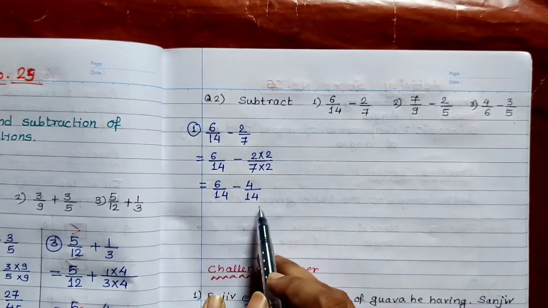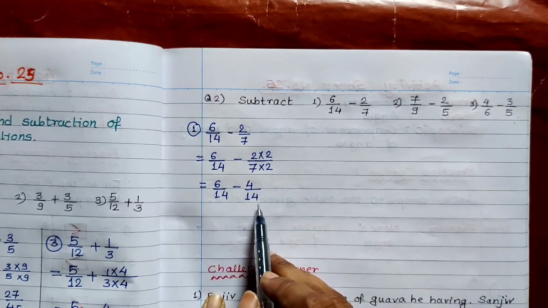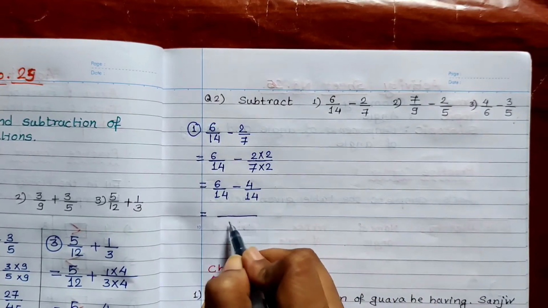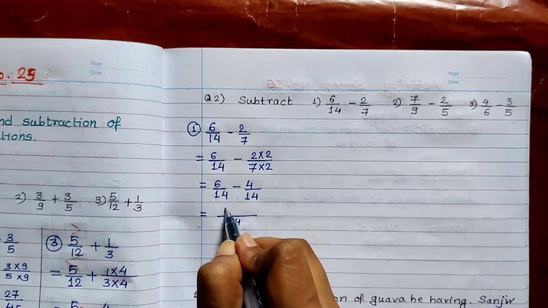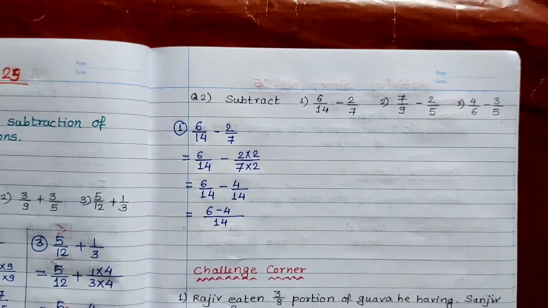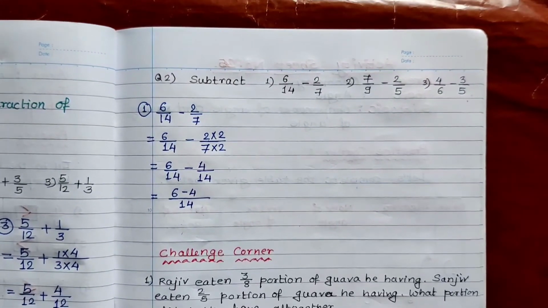Now we have got like fractions with equal denominators. So what do we have to do? We write the denominator one time and we subtract the numerators. 6 minus 4. Subtract and write the answer.